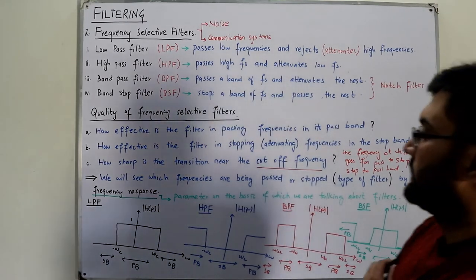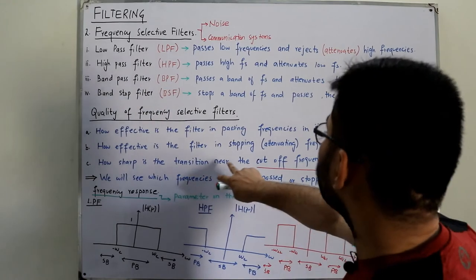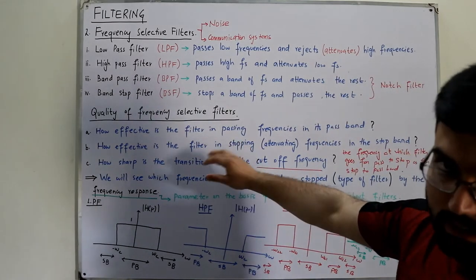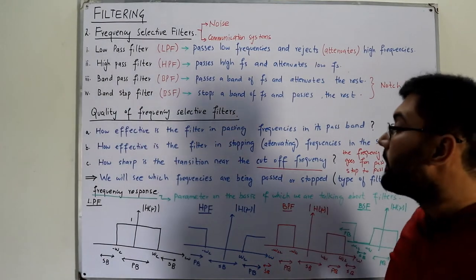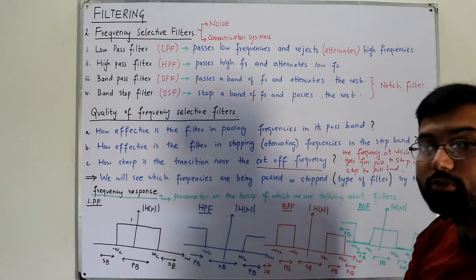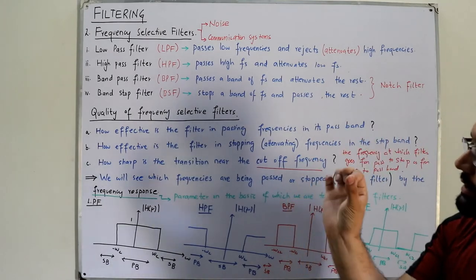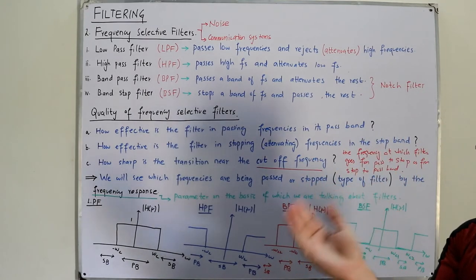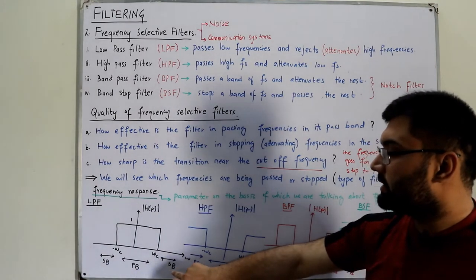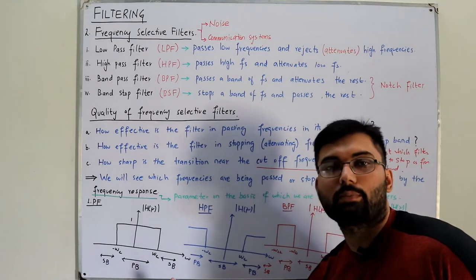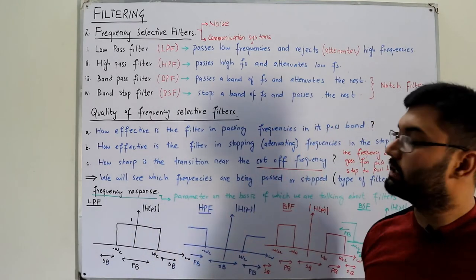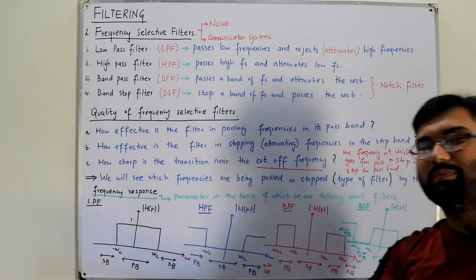Anyways, first, transition near the cutoff frequency. Over here, if you have a look, I missed that. I said that I will explain this point later. The transition means the jump, the coming from one band to the other band, the boundary between the pass band and the stop band. Over here you have a pass band, to this side you have a stop band. This is a sharp transition, which means this is a 100% accurate filter. The sharper it is, the best it is.